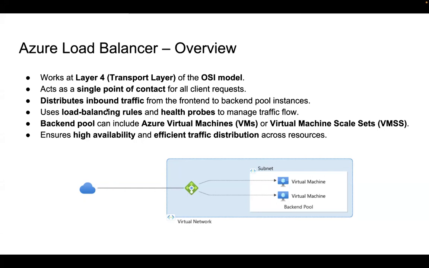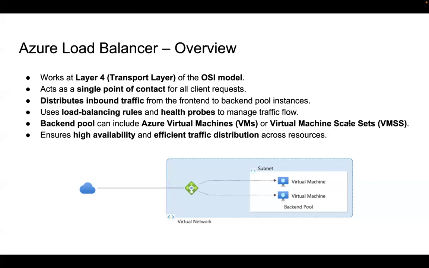What load balancer does is distribute the inbound traffic, whatever is hitting the front end, and it forwards those requests to the backend pool instances. It uses load balancing rules and health probes to manage traffic flow. I'll explain with an example what a load balancing rule is and where we use health probes in the coming slide. The backend pool will include virtual machines or a virtual machine scale set.